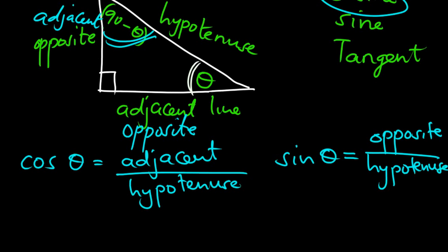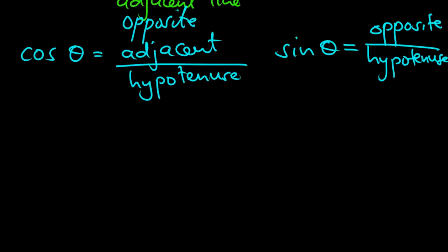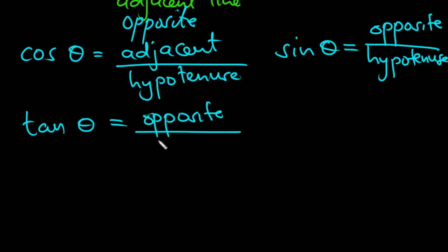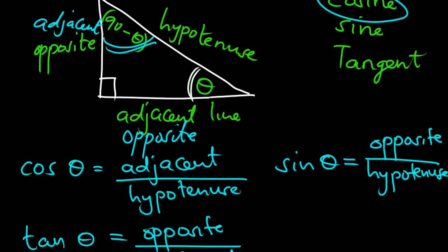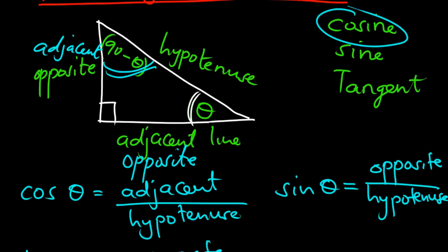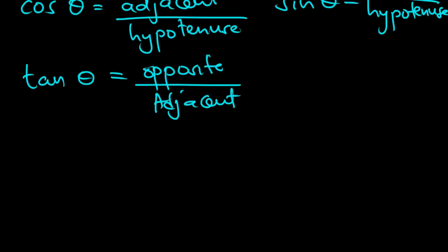Okay? And then finally, the tangent, abbreviated as tan, of an angle theta is equal to the opposite line divided by the adjacent. Okay? So that is the way we find the cosine, the sine, and the tangent of an angle. So we can have a look at one or two examples.